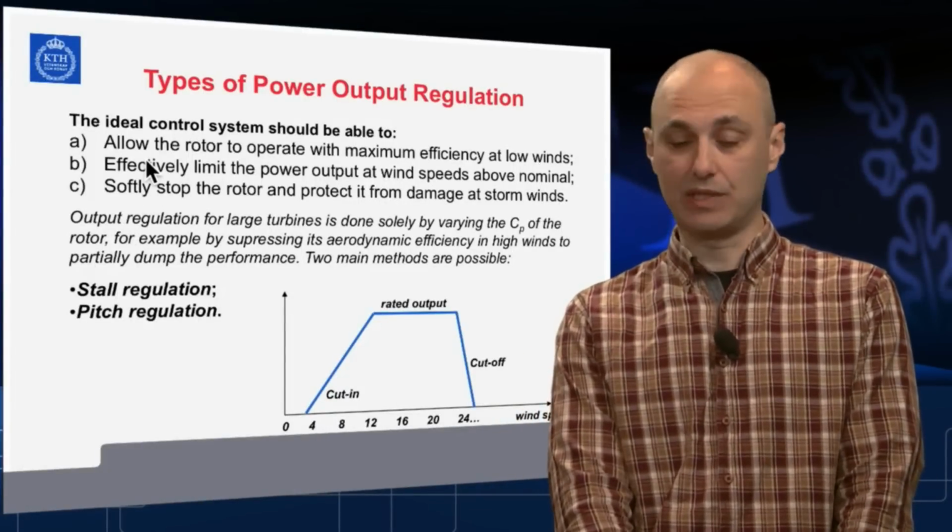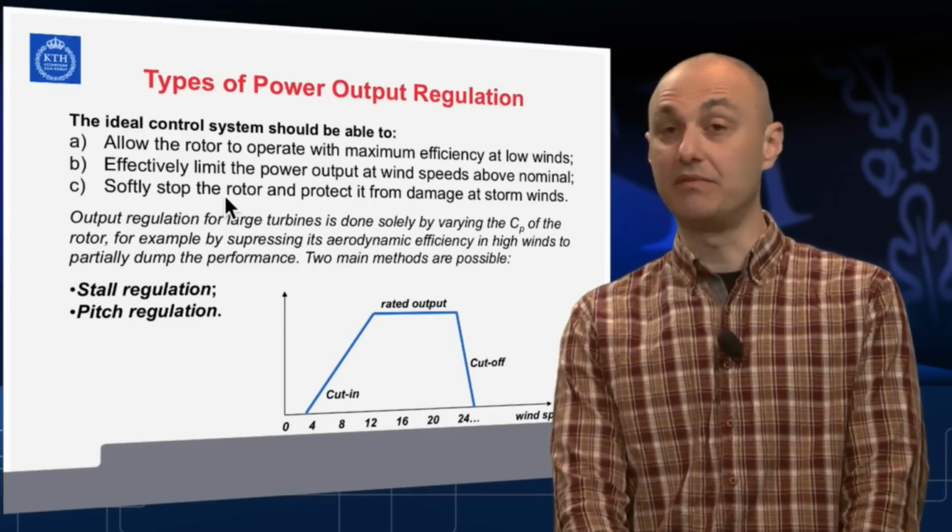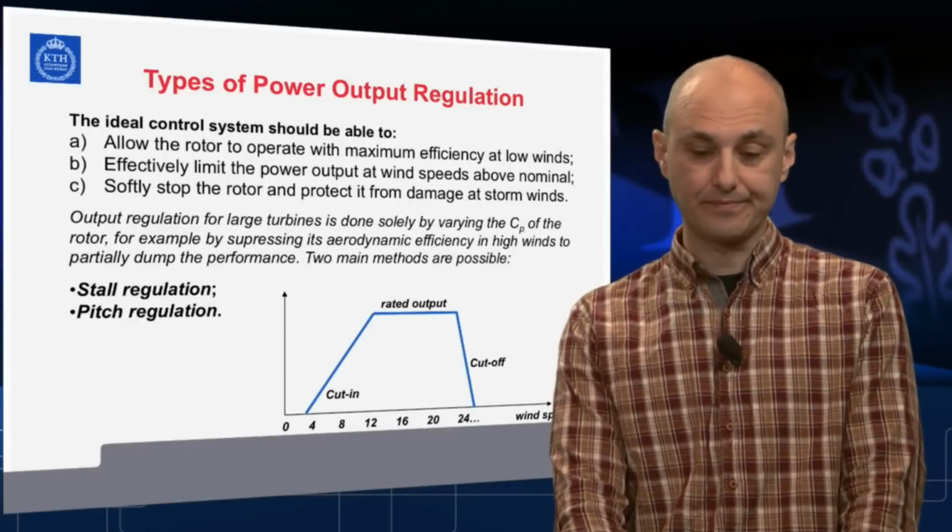Now, ideal control system should allow the rotor to operate with maximum efficiency at low winds. Absolutely important. Then, it should very effectively limit the power output at wind speeds above nominal. Very important again. Then it should effectively again stop the machine at strong storm winds, but preferably with a soft stop and start option. It's not really soft in reality, but if it were possible, that would be perfect.